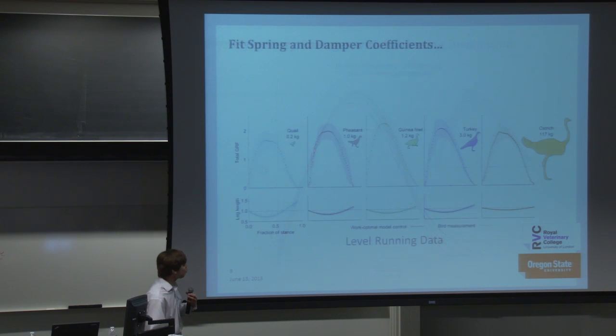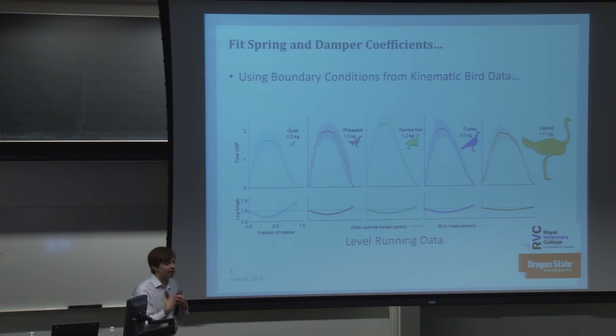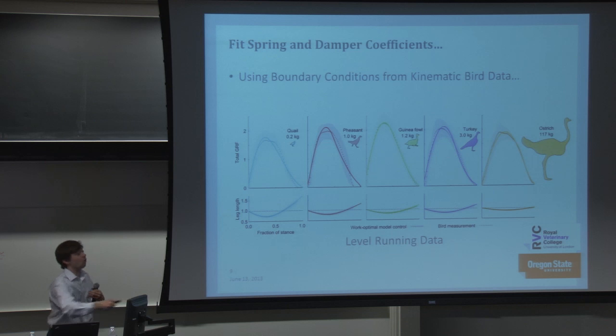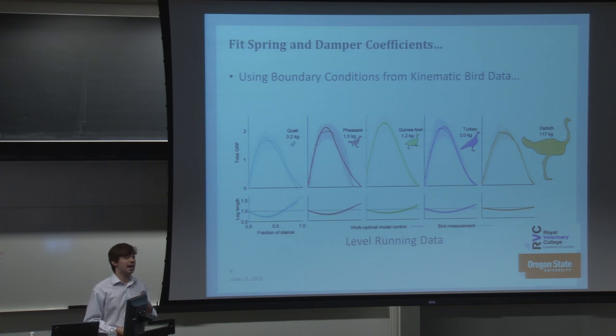So let's take actual bird data. This is level running for all these 5 species. And let's take bird parameters and fit them to basically bootstrap the trajectory optimization to have the same boundary conditions and masses. So then basically try to fit the spring and damping coefficients to see how close we get. And we think that is pretty good for a 2-parameter fit across all of these species. They also have very similar damping ratios as well.